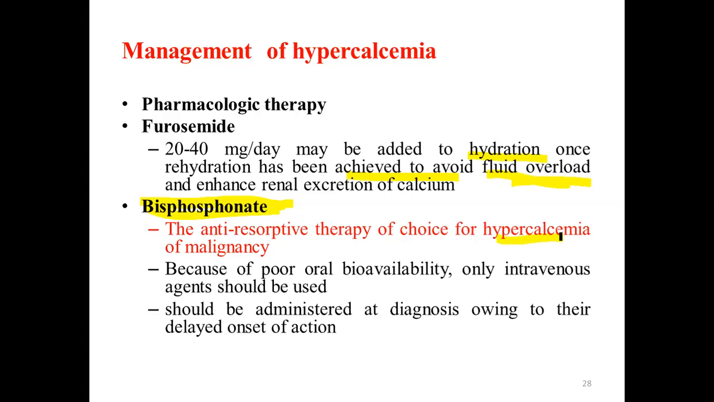But the major problem with bisphosphonates is poor bioavailability, and only IV agents should be used in very urgent conditions. We can give them orally, but the absorption is very poor. Because of this, they should mostly be initiated at the time of diagnosis because of the delayed onset of action. That is a major problem.